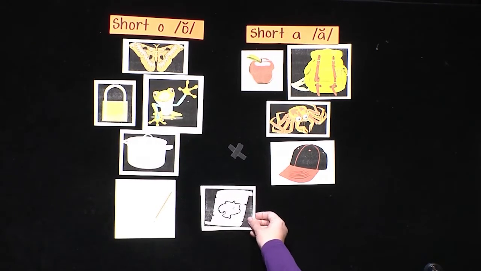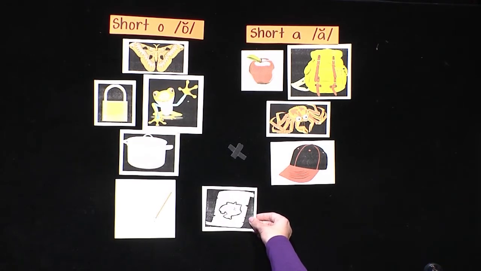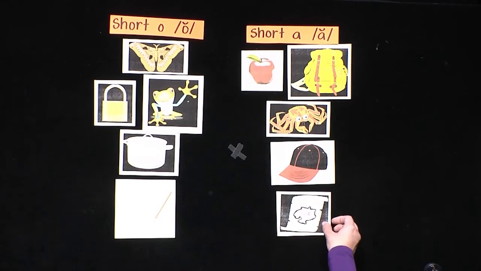Let's do one more. Say map. Which vowel sound did you hear in the word map? Did you hear the short A sound? Very good.